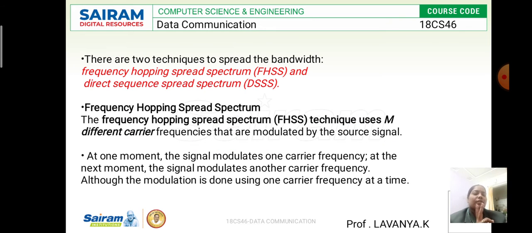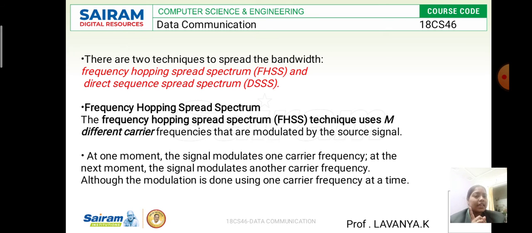So the next topic is the two techniques of spread spectrum: frequency hopping spread spectrum and direct sequence spread spectrum. Then what is frequency hopping spread spectrum? FHSS uses n different carrier frequencies that can be modulated by the source signal.